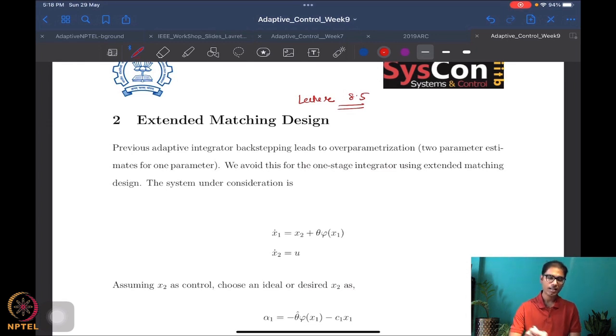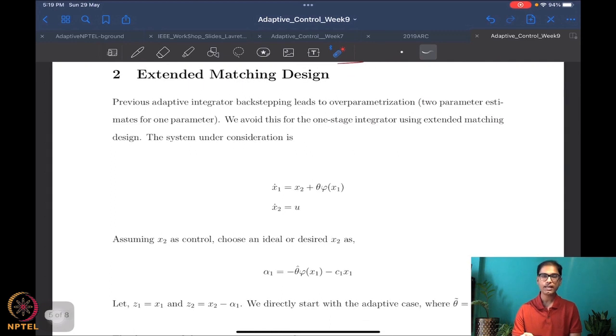So if you look at the system, like we said, it is still the single integrator system amalgamated with a control in the next stage. And that's really the idea here. And we, of course, want to do an extended matching design, which doesn't mean anything, it's just a name. The idea here is that we do not want to overparameterize.